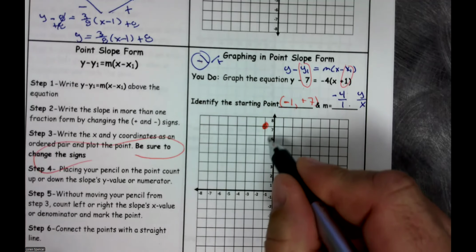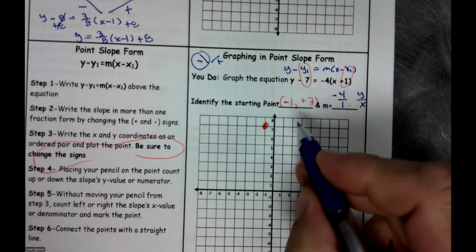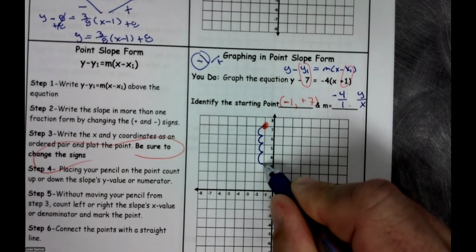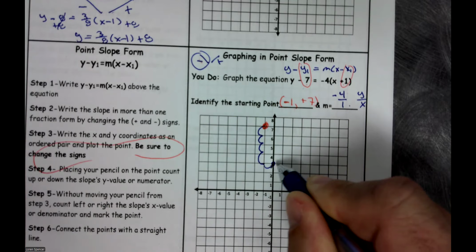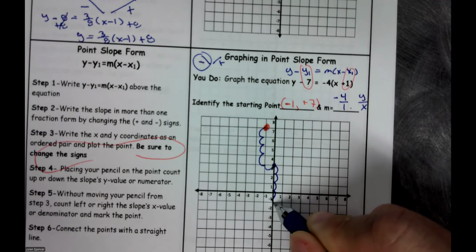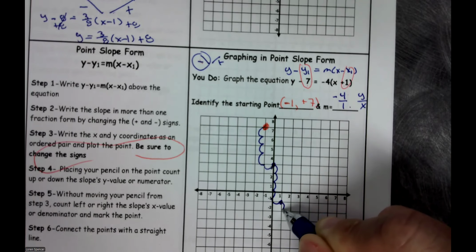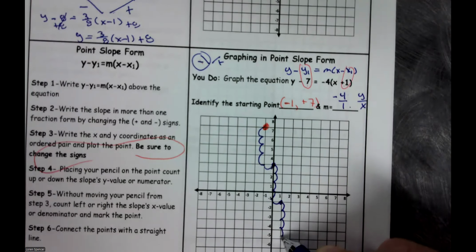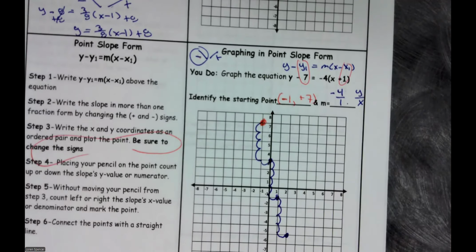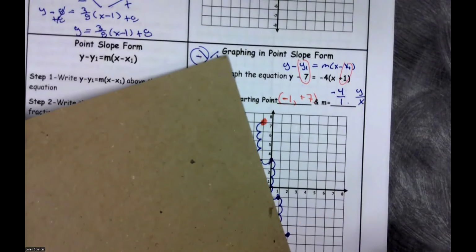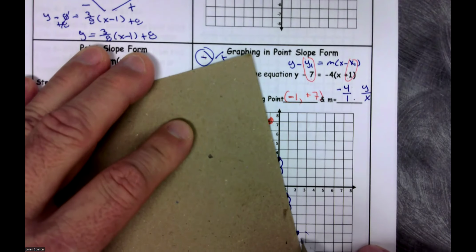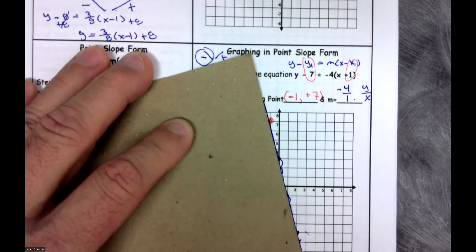All right, we need a negative slope, which means we need to be going down this way. So I need to go down. So if I go down 4, 1, 2, 3, 4, and then over 1, and down 1, 2, 3, 4, over 1, 1, 2, 3, 4, over 1, and we're kind of out of room, so we'll stop about there. All right. So this is what we think our graph's going to look like, and then we'll check it out on Desmos.